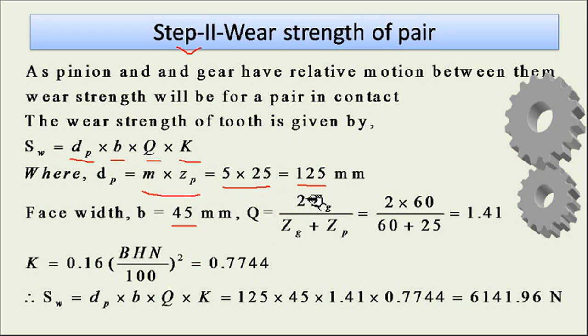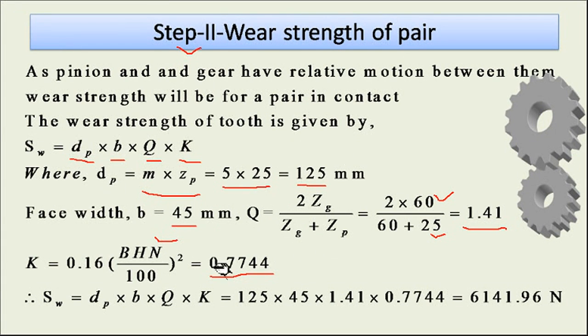Q is the ratio factor, so it is an external gear pair, so it is 2 into ZG upon ZG plus ZP. If I put this value of ZG and ZP here in this equation, I will get this ratio factor as 1.41. Then load stress factor, so it is given by 0.16 into BHN by 100 bracket square. So you simply have to put the value of BHN here. I will get this value as 0.7744.